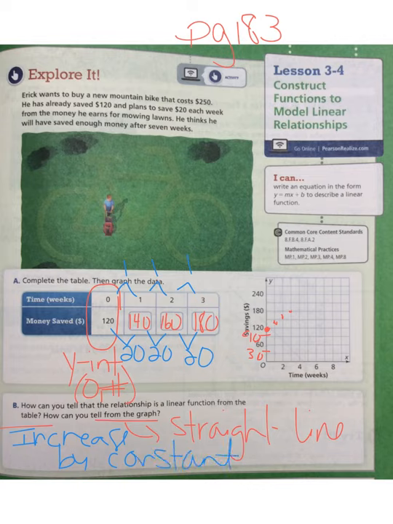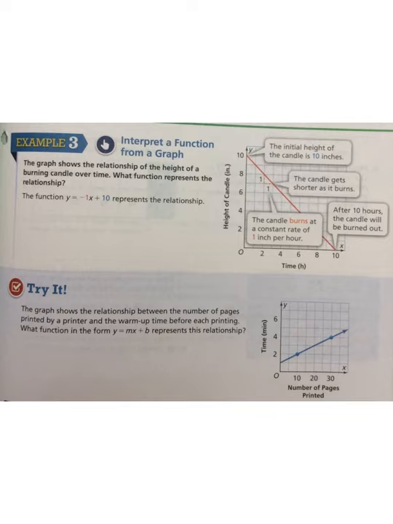Let's go ahead, skipping example 1 and 2. I'm going straight to example 3. I want to talk about what this is, and then we're going to go ahead and look at the try it. So if we take a look here at example 3, kind of a real life relationship here. It's talking about the height of a candle. It looks like the beginning height of that candle, or that initial height, is 10 inches.